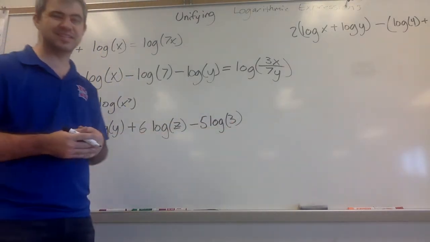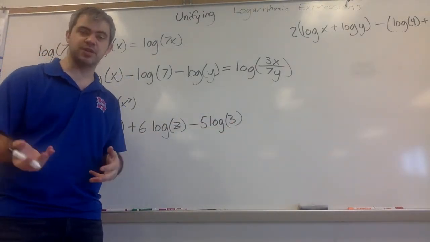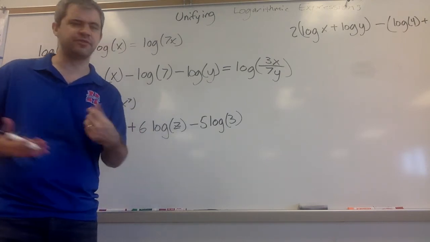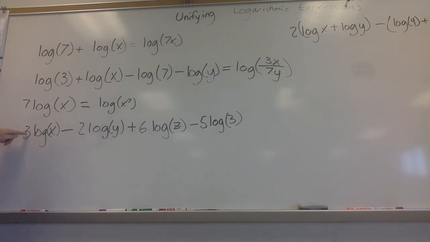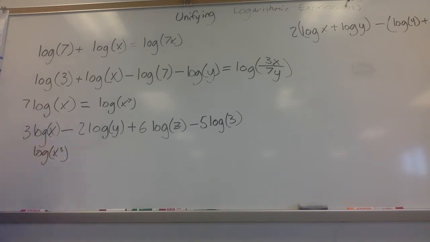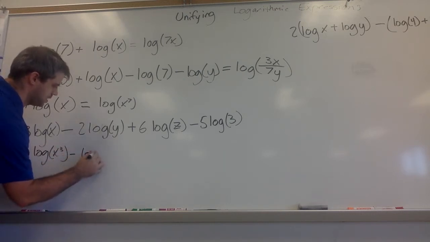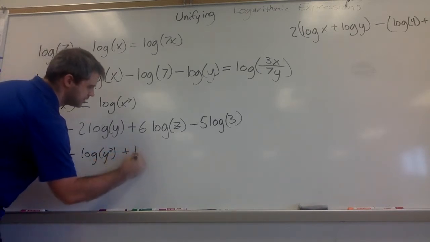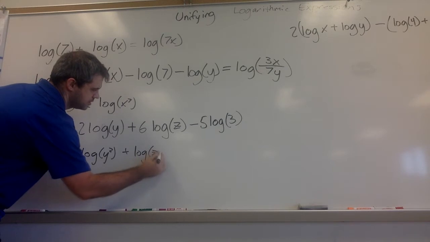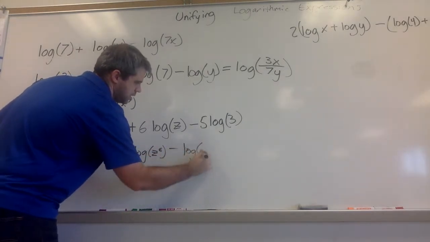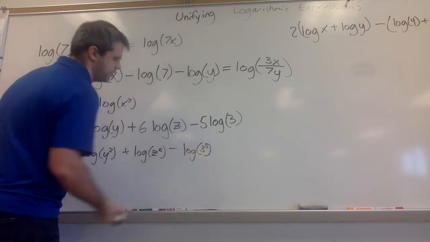Now, I'm going to do this kind of the long way the first time, but this is something that you can kind of shortcut once you have done enough of them. So if this is being multiplied, I could rewrite this as log of x to the third minus log of y squared plus log z to the sixth minus log 3 to the fifth.